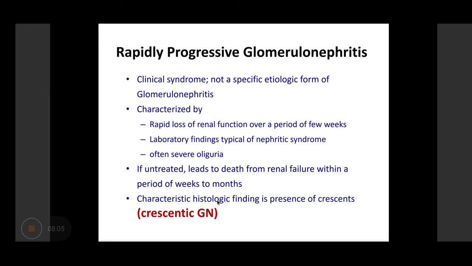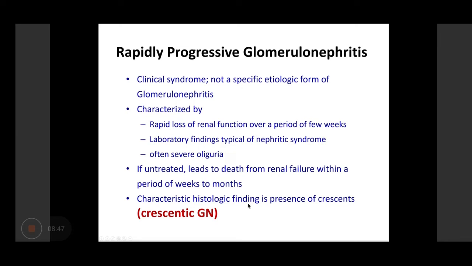Now, as far as the other lab findings are concerned, they are typical for nephritic syndrome. The patient will have hematuria, which is an active urine sediment. There obviously will be azotemia, that is a rise in serum creatinine, and there can be some degree of proteinuria in the urine, though this is usually in the subnephrotic range. In addition, some patients can present with severe oliguria. The issue with rapidly progressive glomerulonephritis is that this is a very swiftly progressing disease, and if it's left untreated, will lead to death of the patient from renal failure within a period of weeks to months.